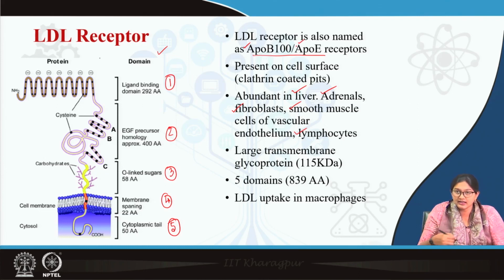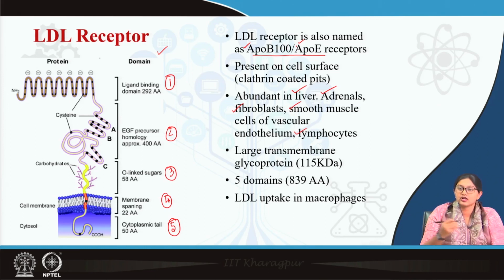Now, in this ligand binding domain, there is a repeat sequence which is known as class A repeat, which contains 40 amino acids. So, the class A repeats contain 40 amino acids. Seven such repeats are present in this domain. Now, in this domain there are cysteine residues as well as acidic residues.